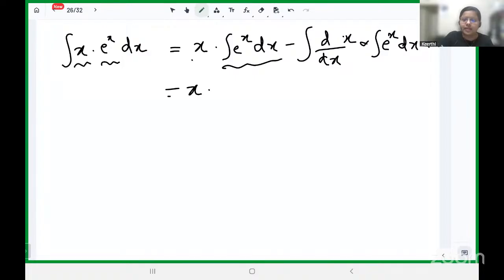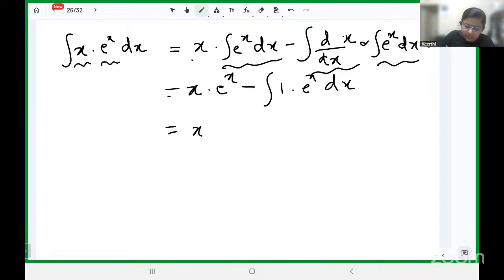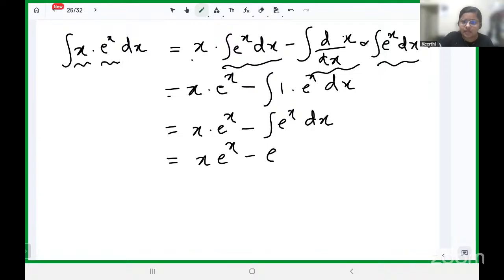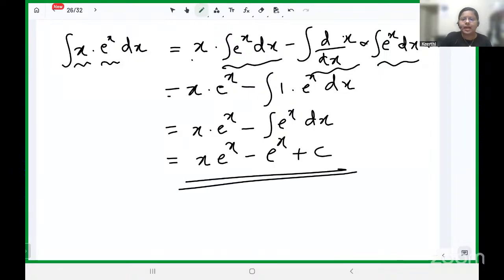That is, first function x. What is the integral of e raised to x? e raised to x itself, minus the integral of, what is the derivative of x with respect to x? It is 1, into the integral of e raised to x, which is e raised to x, dx. Again, 1 into e raised to x is e raised to x itself. So this can be written as x into e raised to x minus the integral of e raised to x dx. The integral of e raised to x is e raised to x itself. So minus e raised to x plus c. So this is the integral of x into e raised to x.